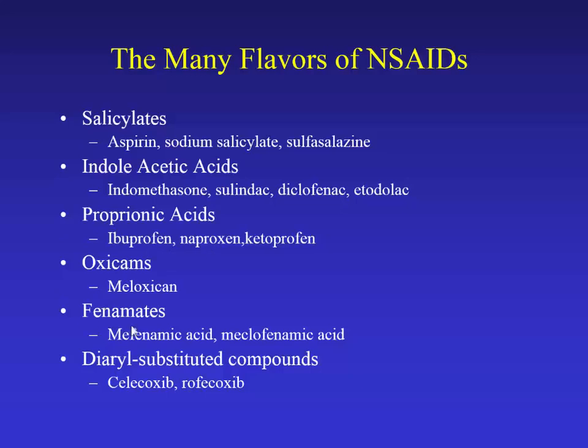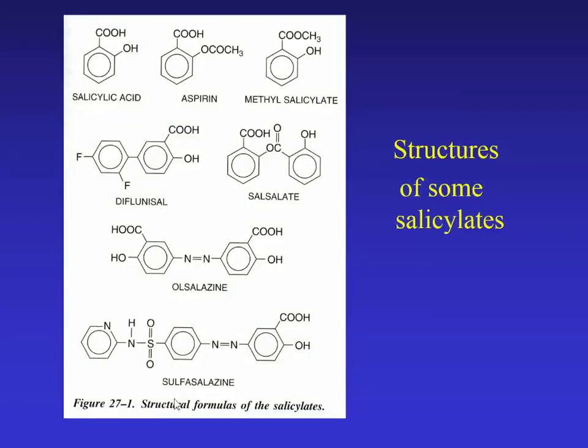Oxicams and fenamates are mostly used in an inpatient setting. They're very useful and very powerful nonsteroidals, but they're typically not given very often because of the increased use of the first 3 classes. And then we come to the diaryl-substituted compounds. These are the so-called COX-2 specific inhibitors, which we'll talk about. They came on the market about 10 or 15 years ago. 2 of the 3 have been removed, and I'll talk about the reasons they have been removed. But celecoxib remains on the market.